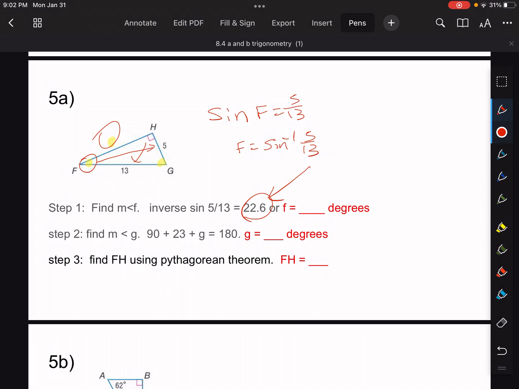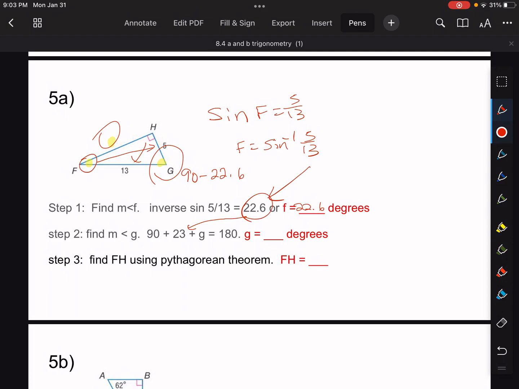All right, so if that's 22.6, it looks like they want us to round the angle to the nearest degree, but I can use that idea to figure out what G is. Technically G would be 90 minus 22.6, but if we round to 23, then you'll have a whole number versus a decimal, but either way it doesn't really matter. And then just do what the directions ask you.